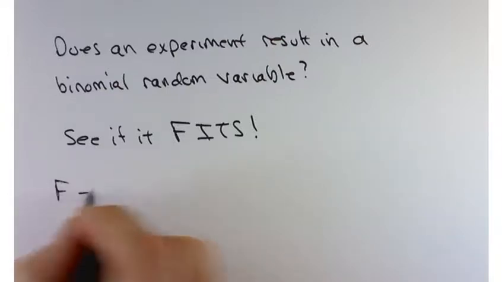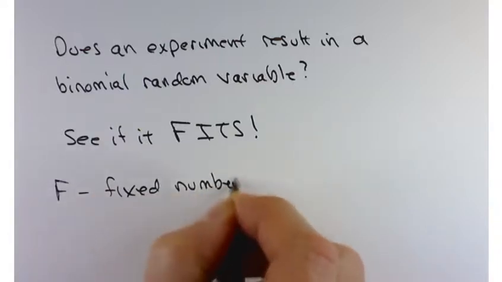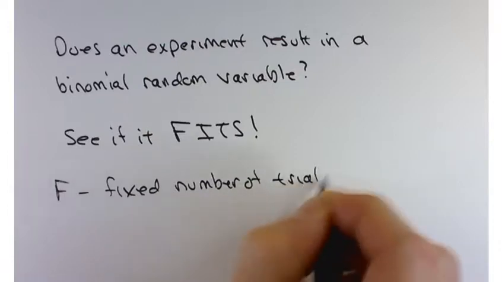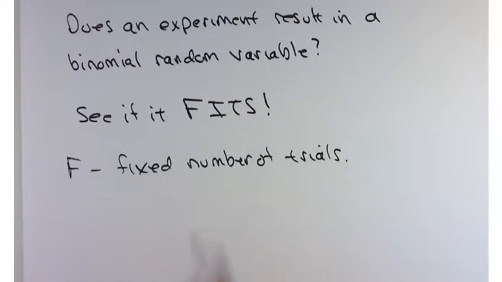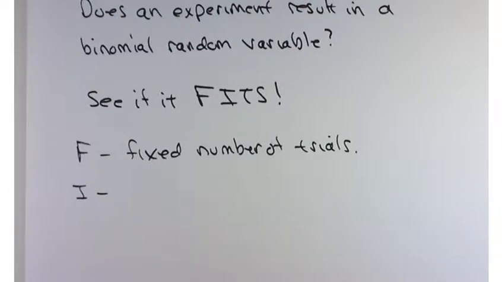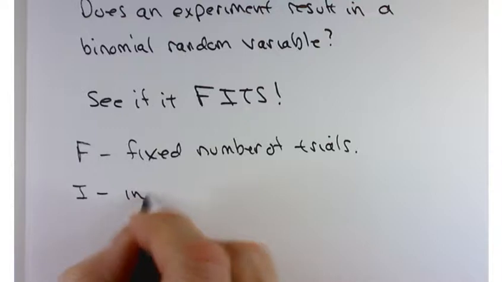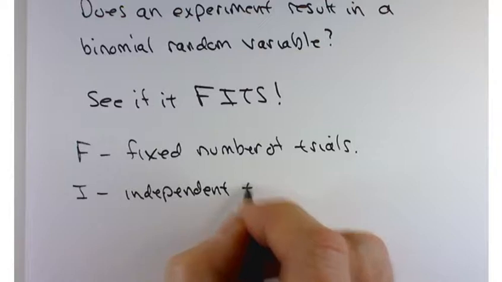So the F stands for fixed number of trials. So in our first case, it was, all right, are there 4 trials, 5 trials, etc.? In our example, there was 4 of them. The next thing is that the trials have to be independent. You can't have the outcome of one trial influencing the outcome of the next trial. So, independence of trials.